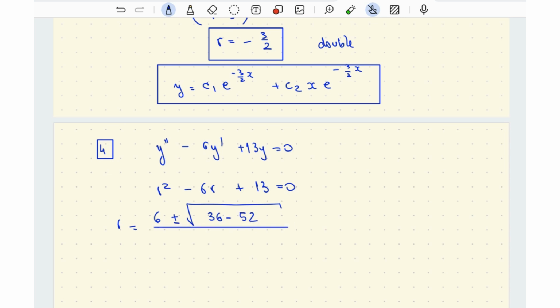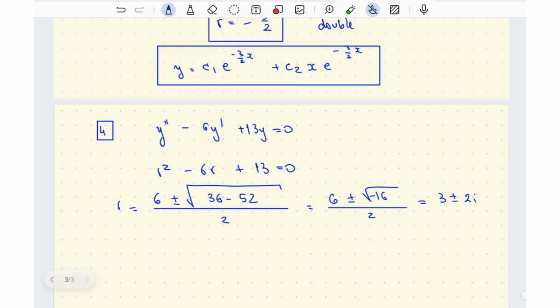So the solutions are 6 plus minus square root of 36 minus 52, over 2, which equals 6 plus minus square root of minus 16 over 2, which is 3 plus minus 2i. And we can see that these are complex. And here alpha is 3, beta is 2.